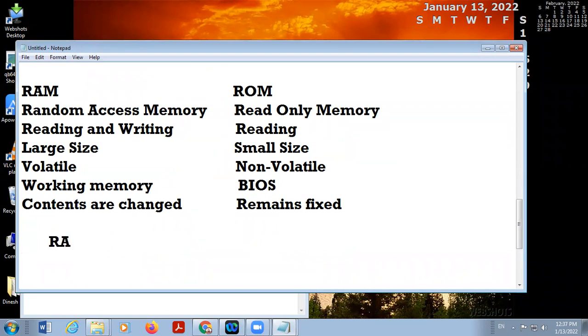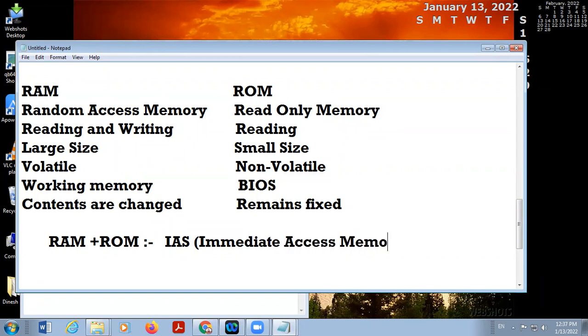Now, RAM and ROM, these are the two things, RAM plus ROM. So there is one combined name given, IAS. IAS stands for immediate access memory. So this is called immediate access memory, IAS, the combined memory of RAM and ROM.